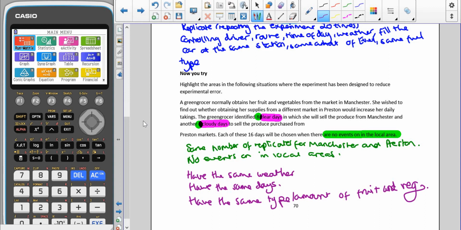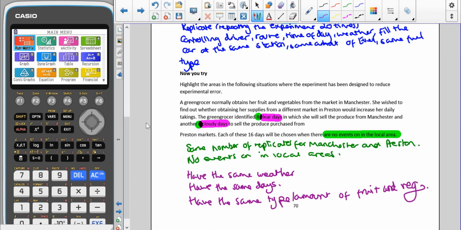So the things that the greengrocer has controlled is that they've got the same number of replicates for Manchester and Preston. We're repeating the experiment. We've not just got 1 day for each. We've got 8 days for Manchester and 8 days for Preston. And also on all of these days, they've made sure that there's no local events on so that it's likely that the same amount of people will come.